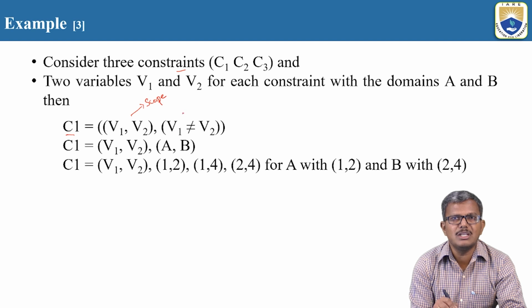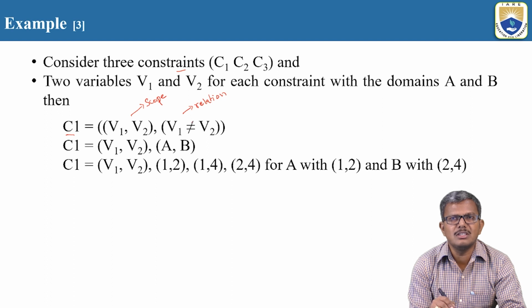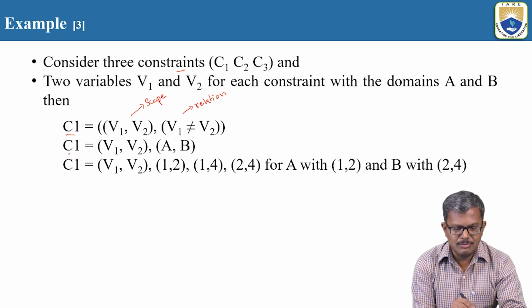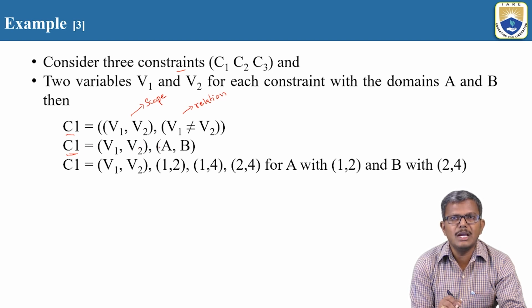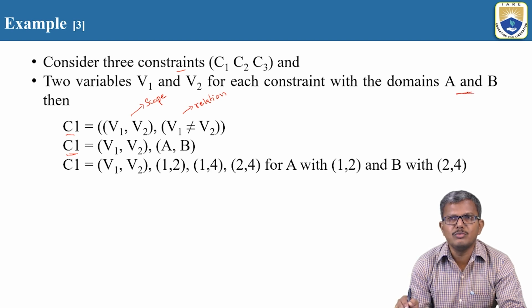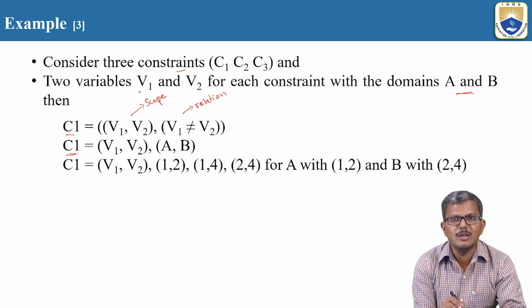And the next parameter is the relation. So what is a relation? Relation is some kind of condition. What is that? V1 should not be equal to V2. So this is the condition that we have. And we are framing it another way. If V1 and V2 are the participants, the scope, then A comma B indicates the domains, that is, to which domains these particular variables belong.